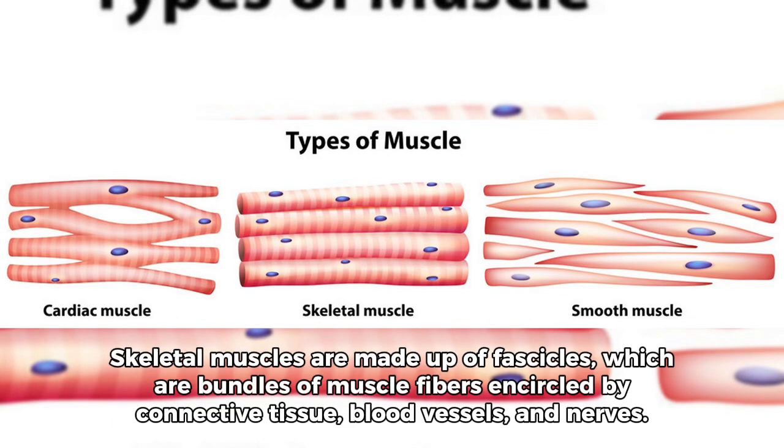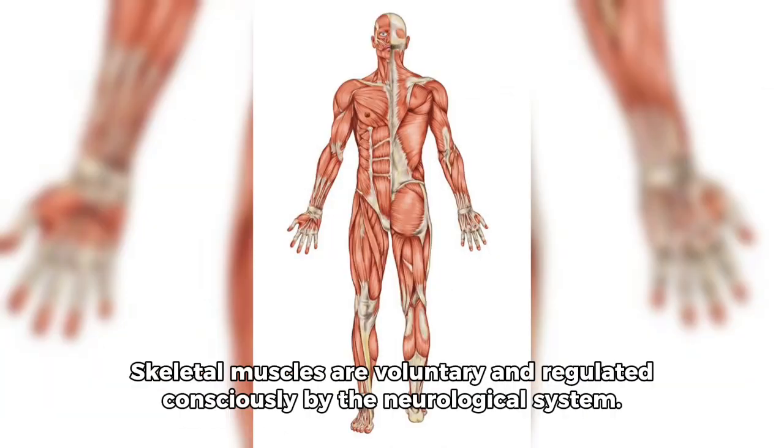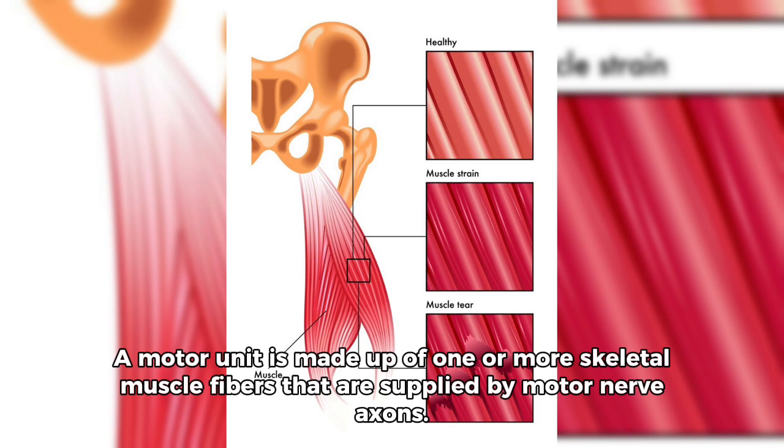Skeletal muscles are made up of fascicles, which are bundles of muscle fibers encircled by connective tissue, blood vessels, and nerves. Skeletal muscles are voluntary and regulated consciously by the neurological system. A motor unit is made up of one or more skeletal muscle fibers that are supplied by motor nerve axons.